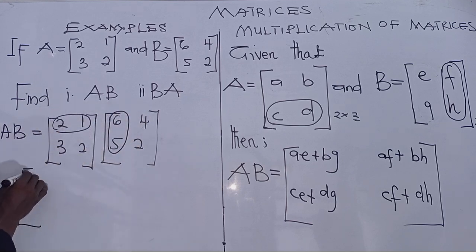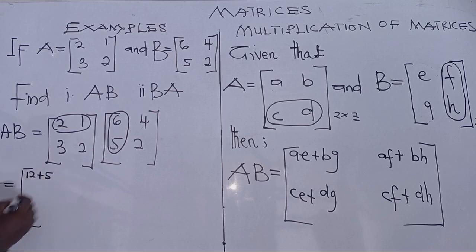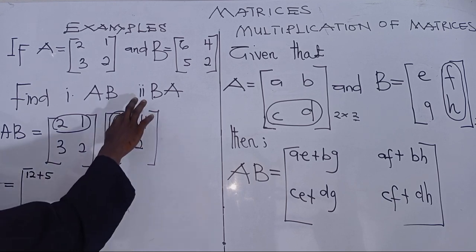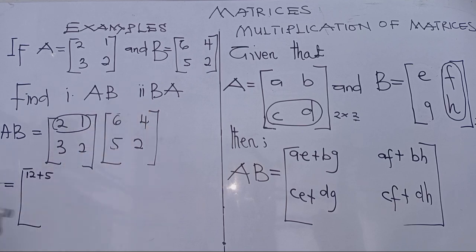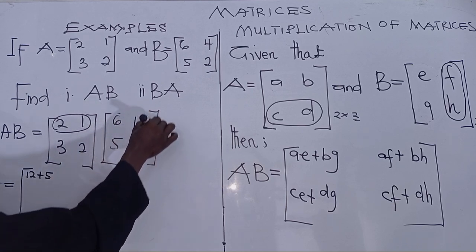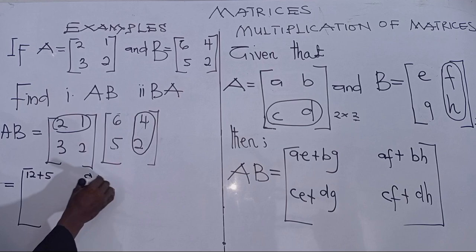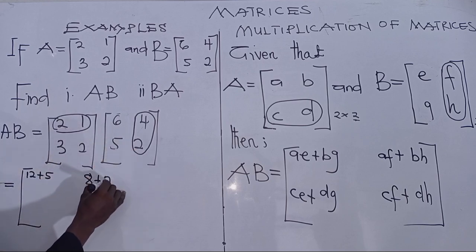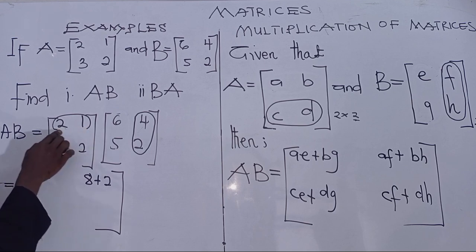2 times 6 will give us what? 12. Then we bring our addition sign. 1 times 5 will give us what? 5. Now we are done with the first column. Let's move on to the second column. 2 times 4 will give us what? 8. Plus 1 times 2 will give us what? 2. So we are done with the first row. We move on to the second row.